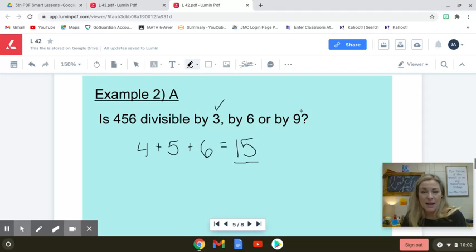Let's check 6. The rule for 6 is, if the sum of the digits is divisible by 3, it is. Remember, we decided it's already divisible by 3, so that's a go. The other thing we need to check is, is this an even number, or is this number divisible by 2? The number ends in 6. Yeah, that's even. So, in conclusion, 456 is divisible by 3 and 6, not divisible by 9.